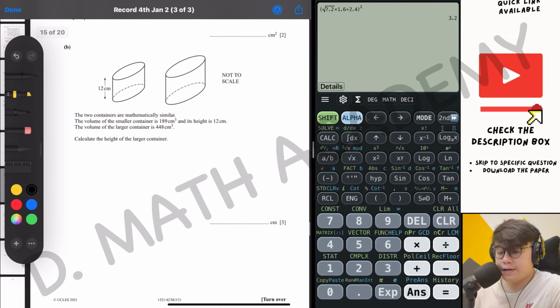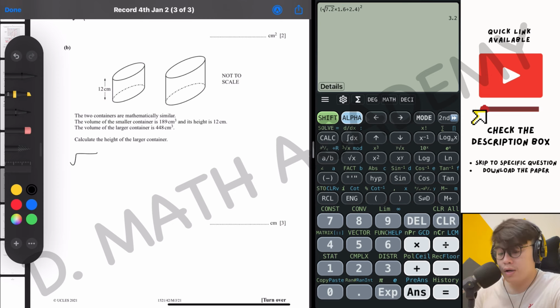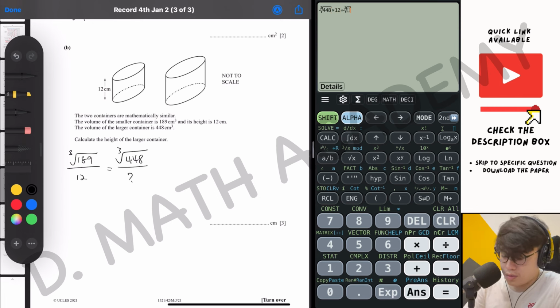As for part B, find the height of the larger cone. Because they gave us volume this time around, you must put cube instead of square like just now, because the previous one was areas only. So cube root of 448, let's run the calculation. So we get your answers as 16.